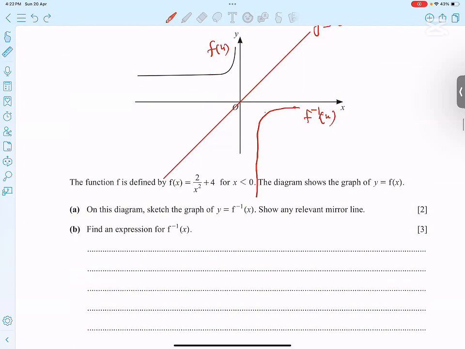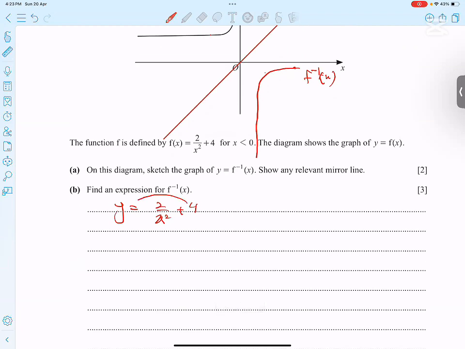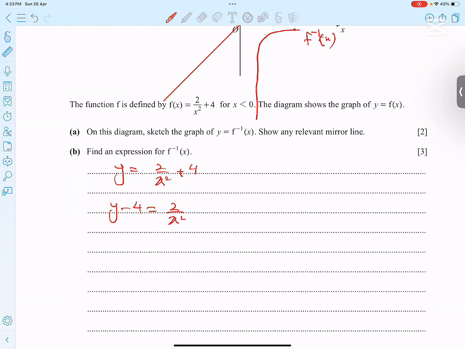Find the expression of f inverse, how can we do it? So y is equal to 2 over x squared plus 4. Try to make x the subject. So first of all, this 4 goes there. Otherwise, some students try to multiply. Impossible. We cannot multiply because it is not a single fraction. Now I can cross multiply. So x squared goes there and y minus 4 is equal to 2. And this will go under it. So I got x to the power 2 is equal to 2 over y minus 4.